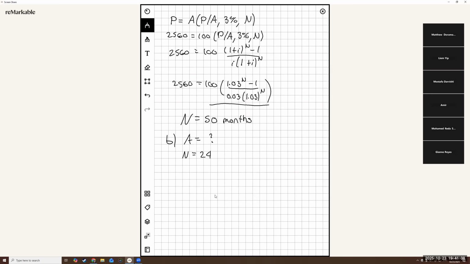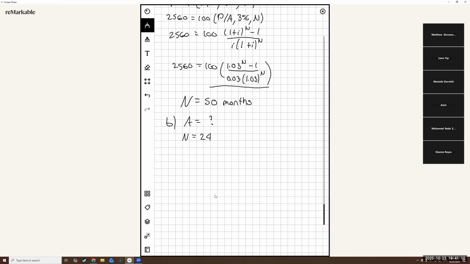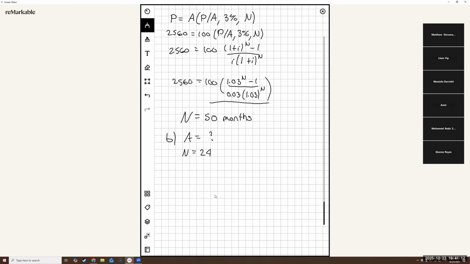Okay, well, this version is a lot more preferable in terms of solving math. So using the same formula, 2,560 is equal to an unknown P value, an unknown A value, P slash A at 3% interest rate per month for 24 months.